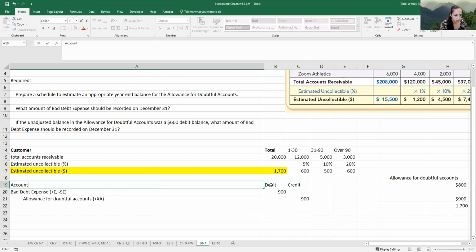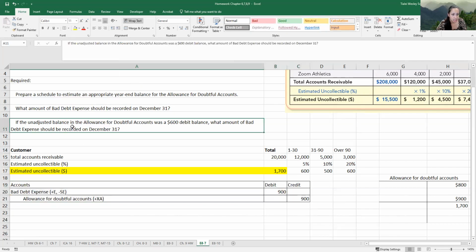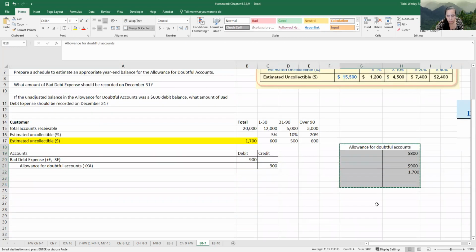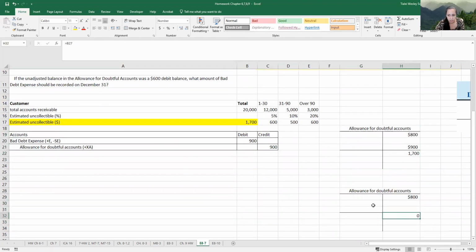And now they're saying in a different scenario, let's say if the unadjusted balance in the allowance for doubtful accounts was a $600 debit. Normally it's a credit balance, but sometimes we just don't adjust enough, so it becomes a debit balance. What amount of bad debt expense should be recorded on December 31st? So we're saying instead of this 800, we really have a 600 debit balance.